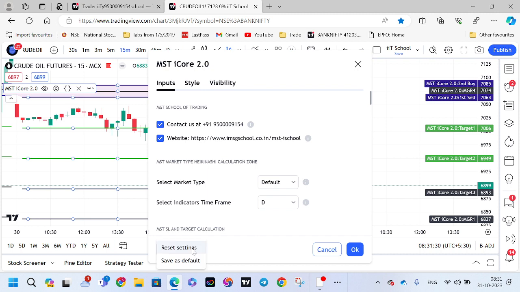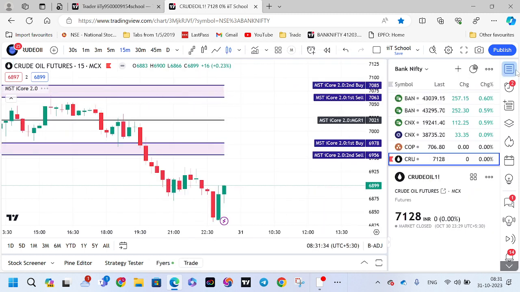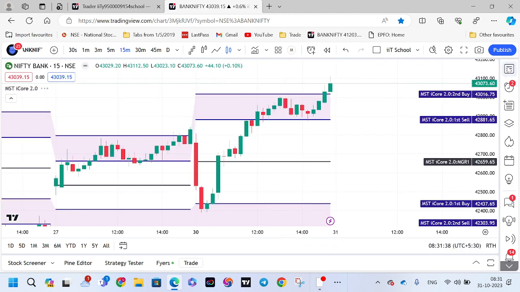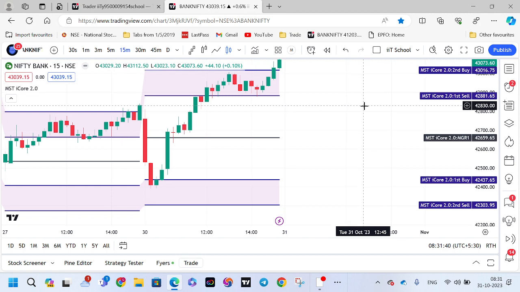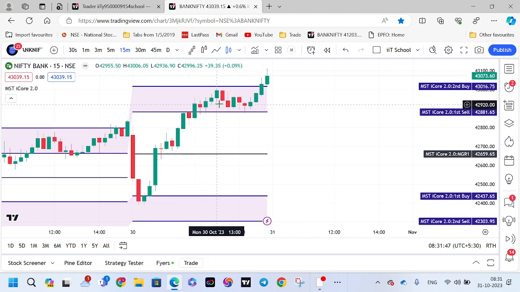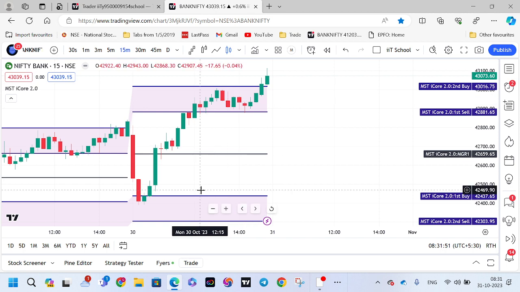Let us see what happened in other scripts. I could keep showing you all the scripts, but time does not permit me. That's why I prefer to show one or 2 scripts only. So bank nifty also had a perfect buy entry activated and all the targets hit. Here there is no loss. Why? If buy activated, there is no sell. If sell activated, there is no buy.